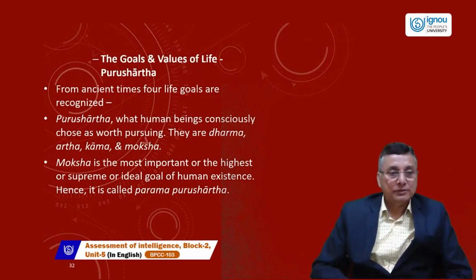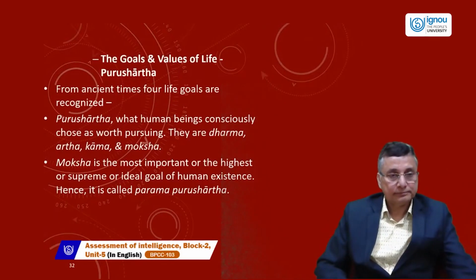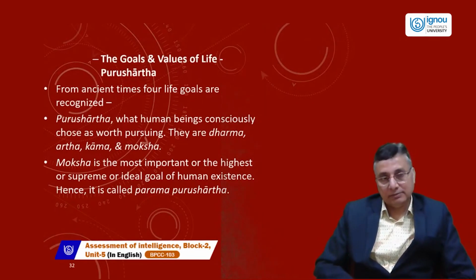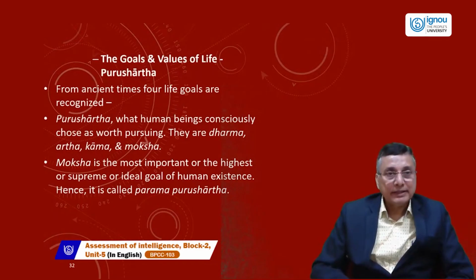The goals and values of life. From ancient times it is called Purusharth. From ancient time, four life goals are recognized. Purusharth, what human beings consciously choose as worth pursuing. They are Dharma, Artha, Kama, and Moksha.